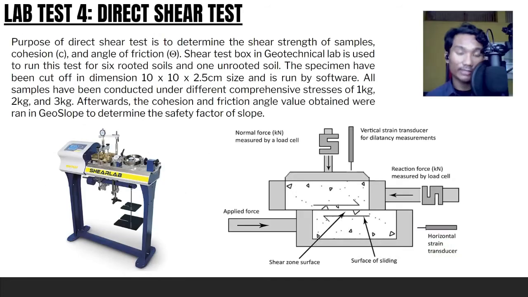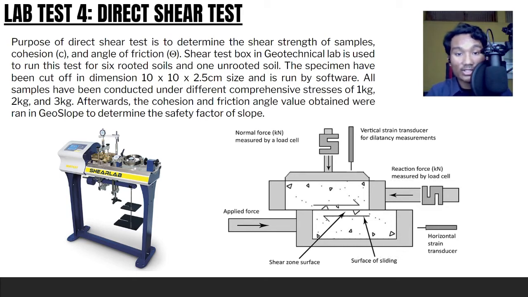And the final experiment is the direct shear test. The purpose of the direct shear test is to determine the shear strength of samples, the cohesion, and the angle of friction. A shear test box in the geotechnical lab is used to run this test for 6 rooted soil samples and 1 unrooted soil sample. The specimens have been cut to a size of 10 by 10 by 2.5 centimeters and are run by software in the shear test apparatus. All the samples were tested under different compressive stresses of 1 kilogram, 2 kilogram, and 3 kilogram.